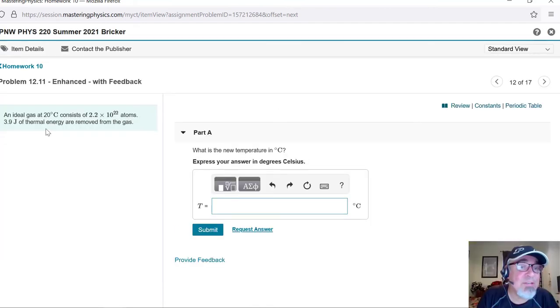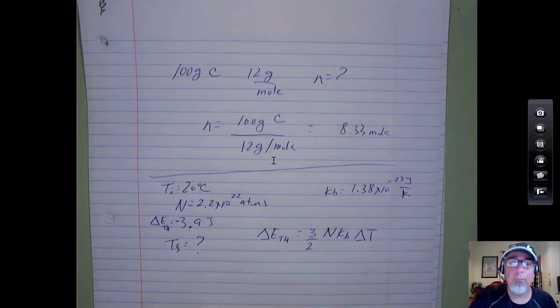An ideal gas at 20 degrees Celsius consists of 2.2 times 10 to the 22nd atoms. 3.9 joules, that's what J is there, of thermal energy are removed from the gas. What is the new temperature in degrees Celsius? Okay, good. Let's take a look at it.